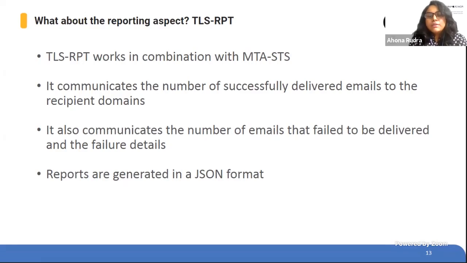So it communicates the volume of delivered emails as well as those that failed delivery. The reports are generated in JSON format, which is simplified here at PowerDMARC. We simplified them for you just to make them way more comprehensible and easy to read, because JSON format files are not really easy to read for non-technical people.